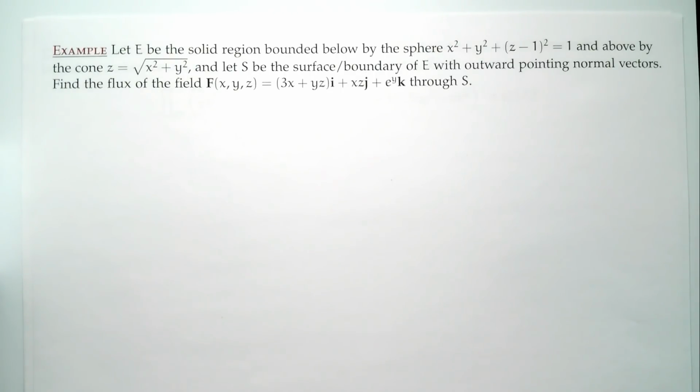Let E be the solid region bounded below by the sphere x squared plus y squared plus z minus 1 squared equals 1, and above by the cone z equals the square root of x squared plus y squared. And S is the boundary of E with outward pointing normal vectors. Find the flux of the field through S. Okay, what's our tool?